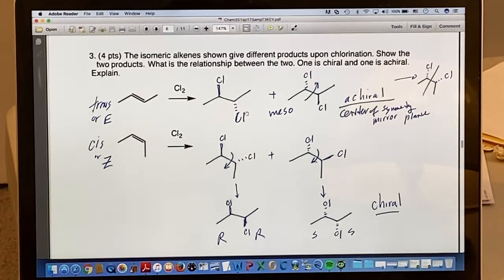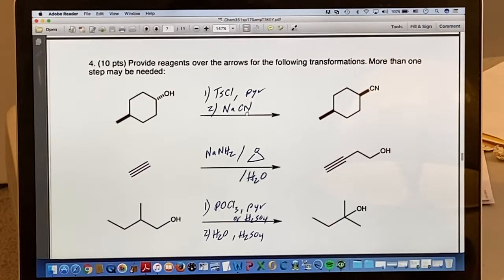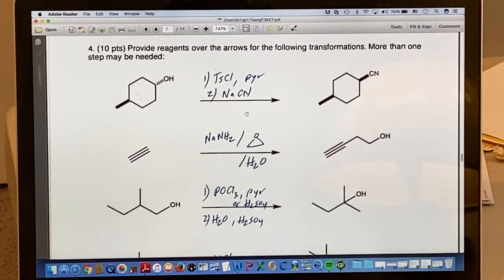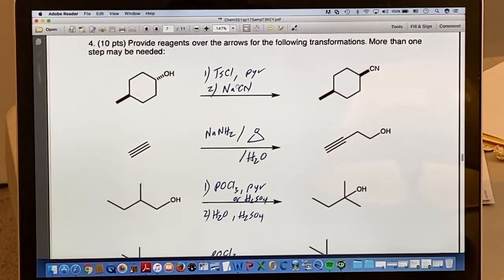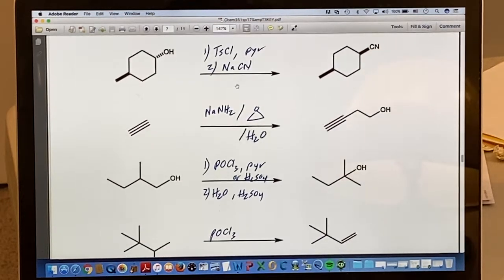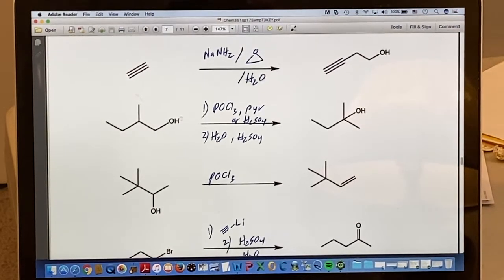Let's see what else. The next page. Oh, this synthesis problem. So supplying the reagents there. I think those are pretty straightforward. Most of those, we've done some similar ones. Yeah, there's the epoxide. There's the phosphorus oxychloride forming the double bond right there. So POCl3 does the elimination. Or sulfuric acid, either one of these reagents would put the alkene right there, trisubstituted alkene.